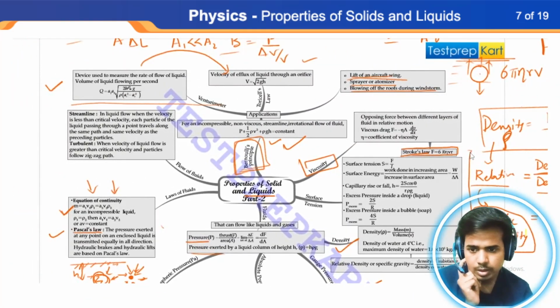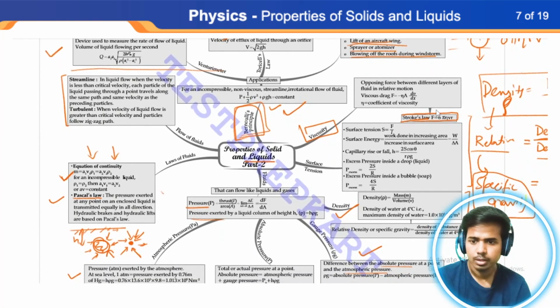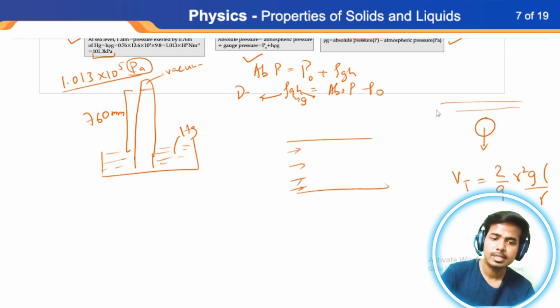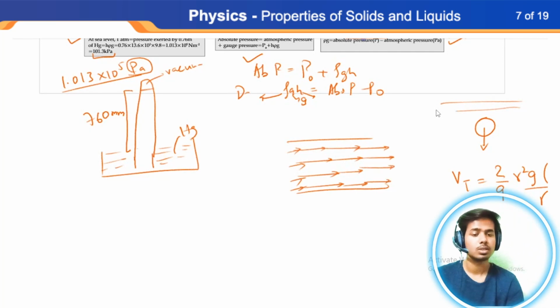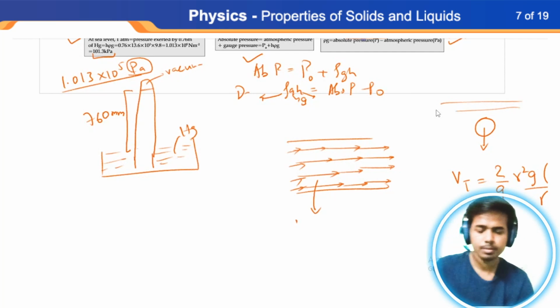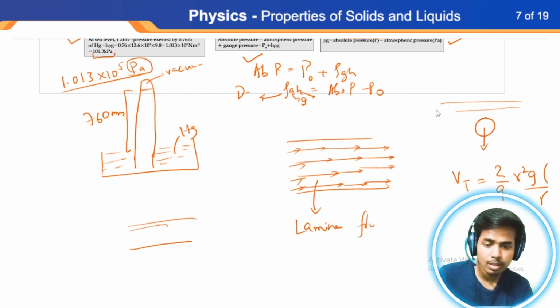Now I think this part is left. I'll quickly go through it. See, when you have a pipe in which the water is flowing, there may be cases where all these layers of water are flowing perfectly harmoniously with each other, making a very continuous sheet of water flowing. This sort of flow is called laminar flow.